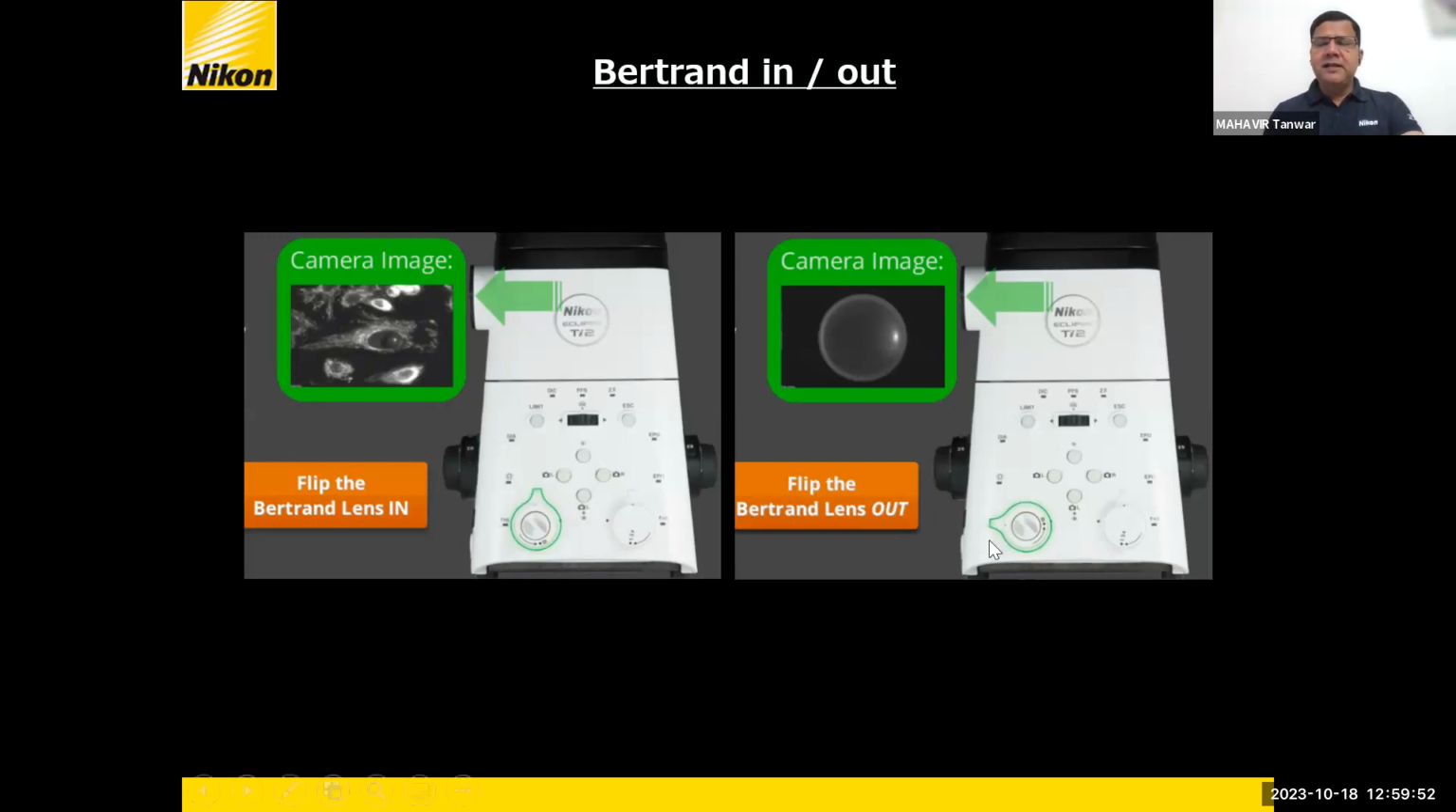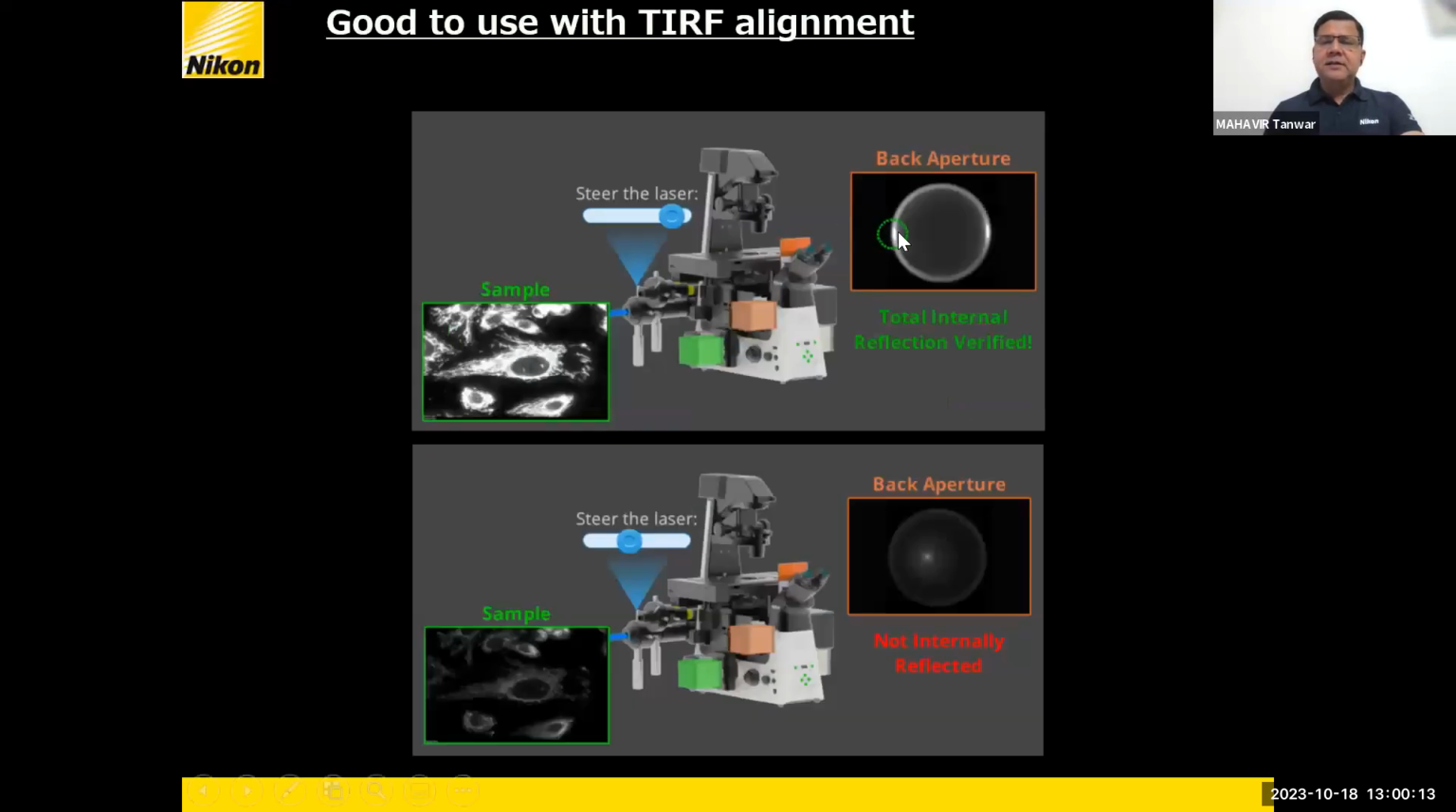So if you see the right side image, the green circle, this is a Bertrand lens. This projects the back focal plane on the eyepiece. Back focal plane means where the objective is getting attached, basically under the nosepiece. So there, where the laser is falling needs to be confirmed. If you see the green circle in the first image, and on the right circle there's a bright spot, that means it is verified that the laser is falling at both peripheries.